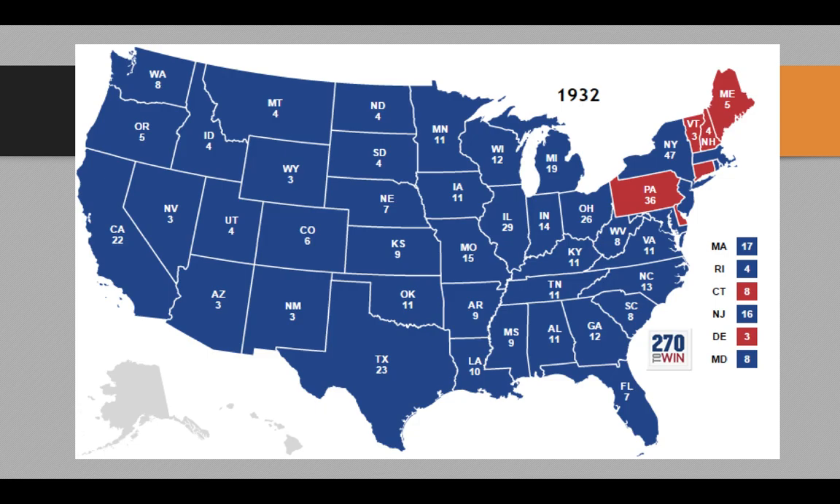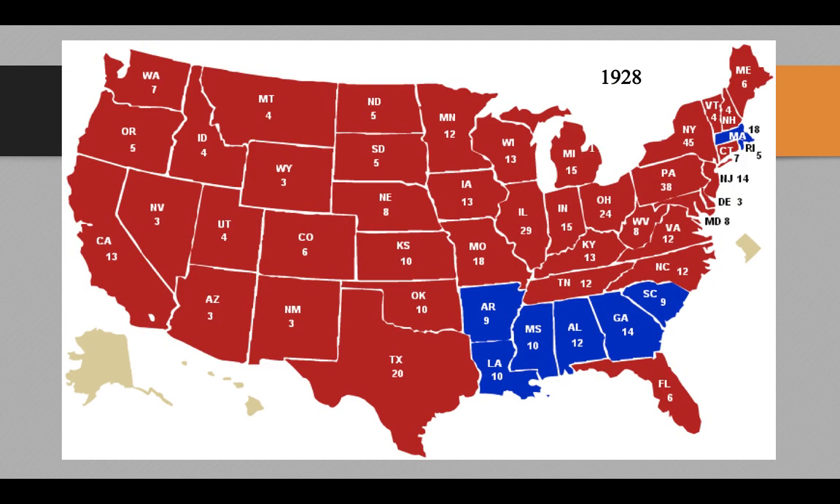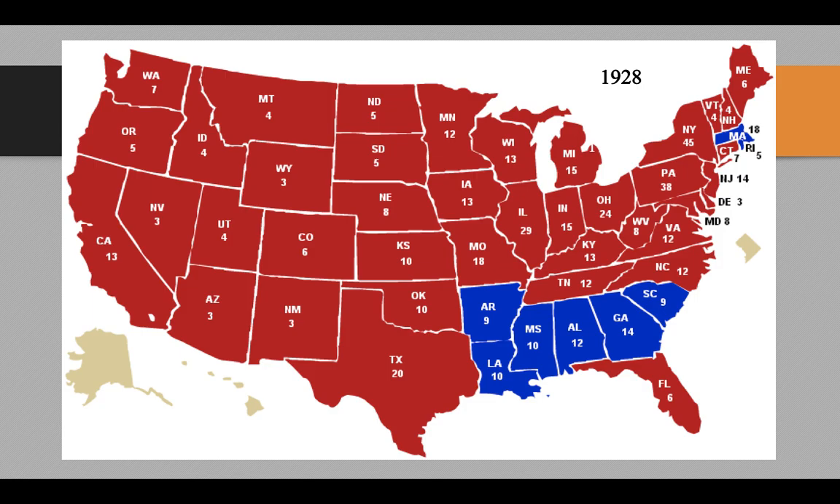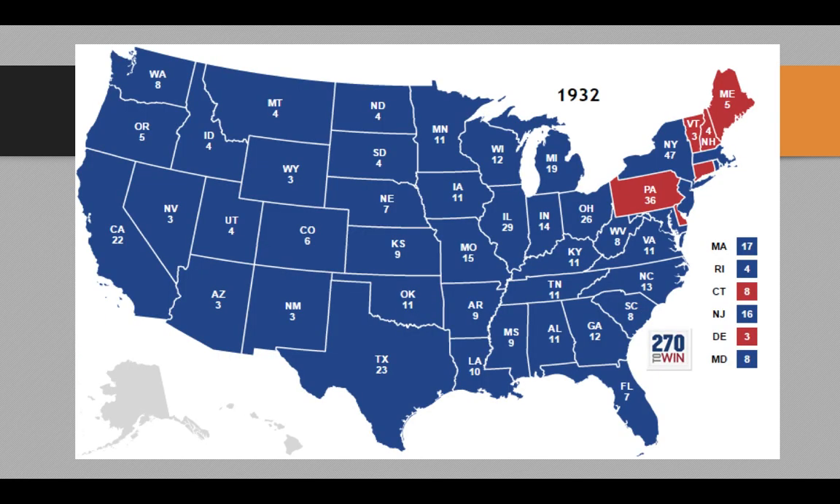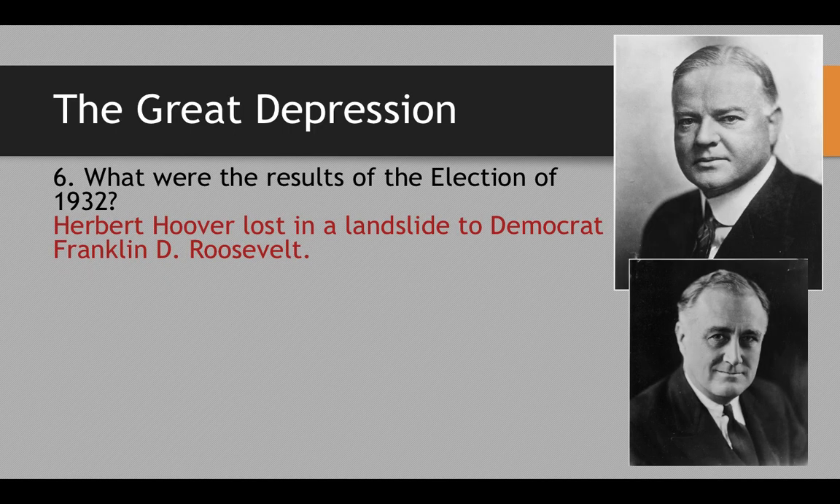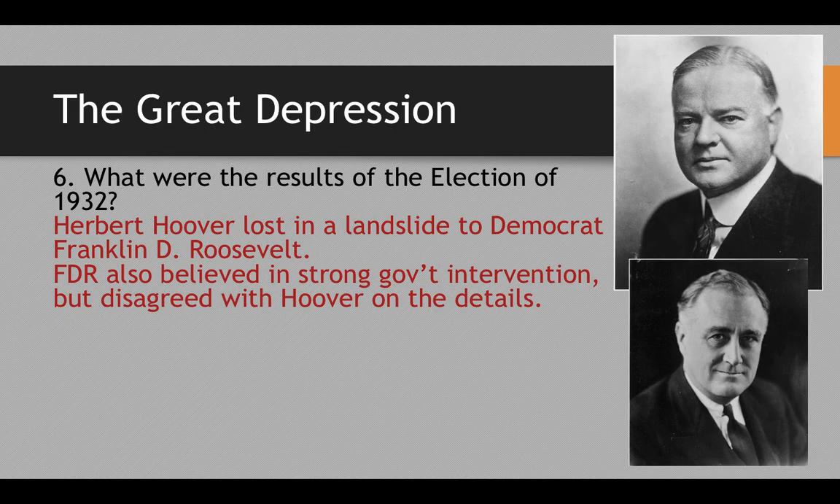So what made the country go from everyone wanting Herbert Hoover or a Republican in office to nobody wanting Herbert Hoover or a Republican in office? It's because the stock market had crashed under a Republican, whereas previously the stock market had boomed under a Republican. So they wanted something different, and in 1932, the people went with Franklin D. Roosevelt. Hoover lost in a landslide election to Democrat Franklin D. Roosevelt. And FDR was similar to Hoover in other ways, but very different in some ways as well.